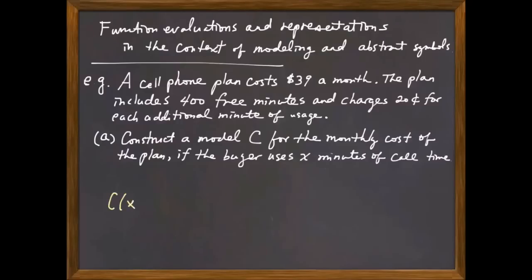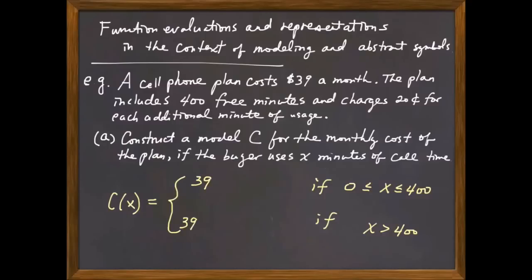You write this as C of X, which is the cost. That's a function of the minutes used. And there are two different behaviors, so we're going to use two different functions to represent it. For the first one, we know it's going to be a fixed cost of $39 if we only use less than or equal to 400 minutes, and that is going to be greater than or equal to 0 minutes because it doesn't make sense to talk about negative minutes. As soon as you pass that 400 mark, that means when X is greater than 400, we're going to charge the $39 of a fixed cost plus the variable cost of 0.2 times each additional minute.